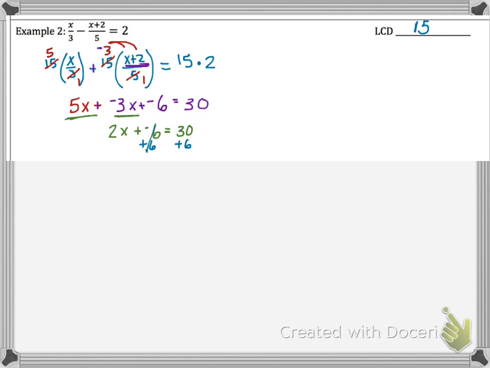The constants cancel out right there. That gives me 2x is equal to 36. And then just to finish up, I've got to isolate the variable by dividing by 2. And x is equal to 18.